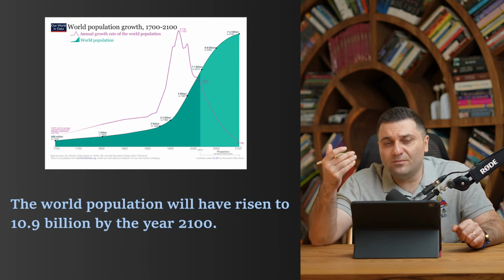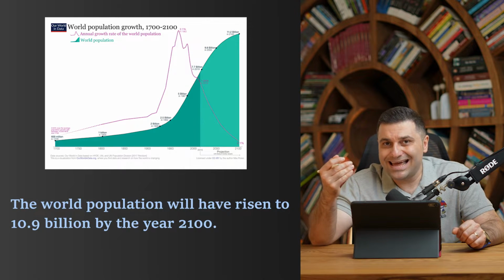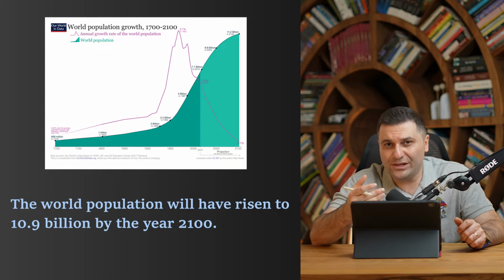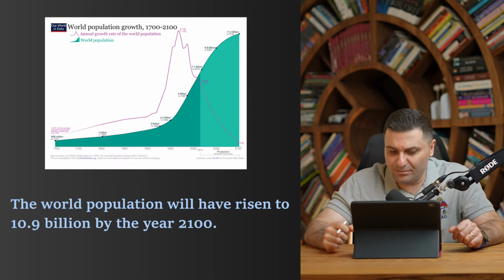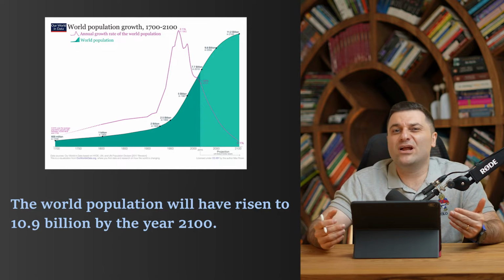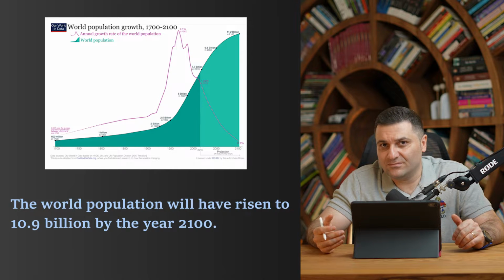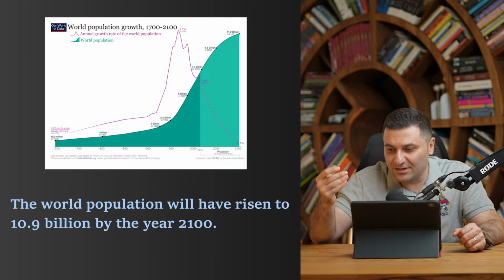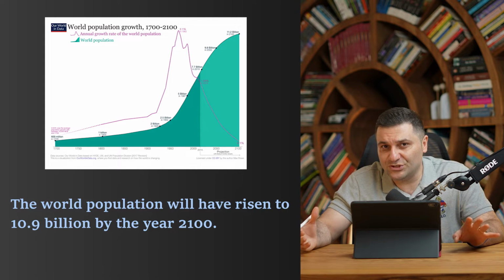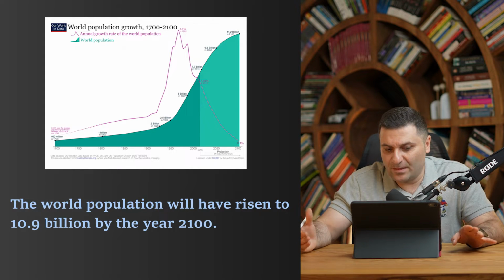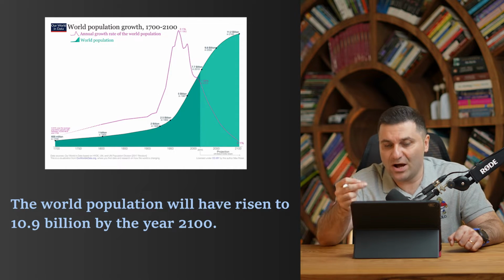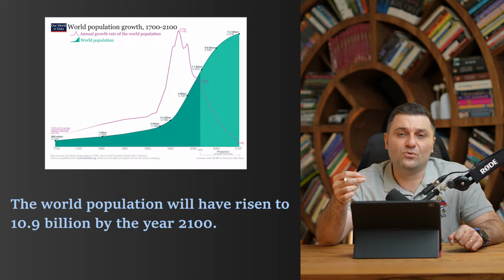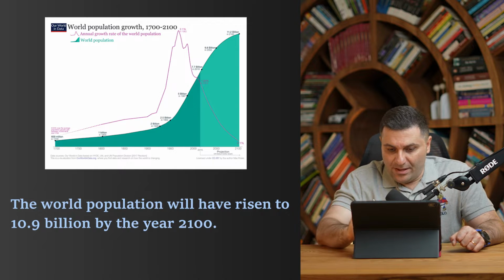Now let's make another sentence. The world population will have risen to 10.9 billion by the year 2100. So will have plus verb, which is past participle. And don't forget to include by plus date. By the year 2100.